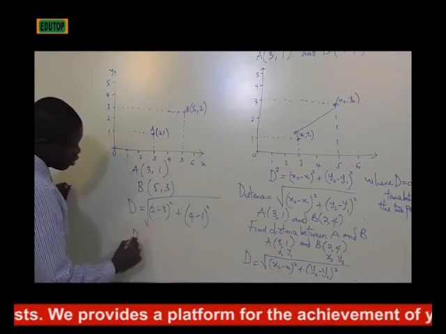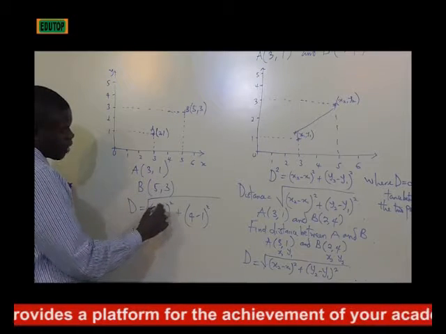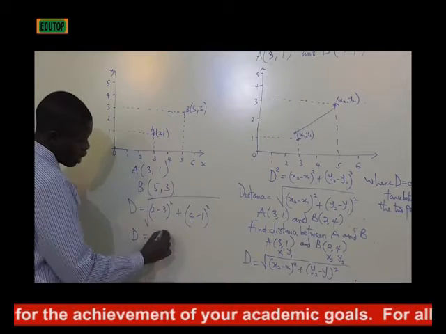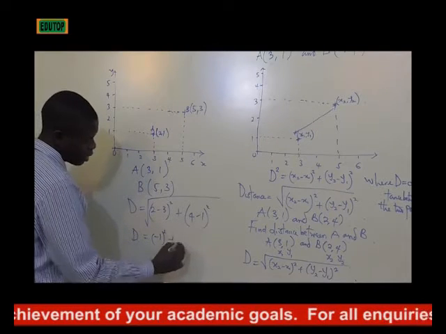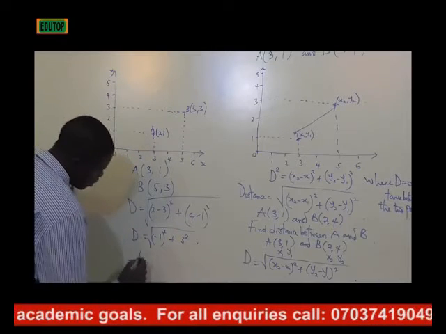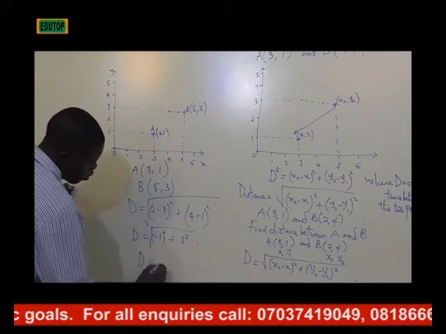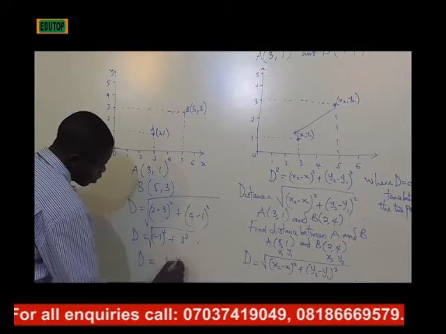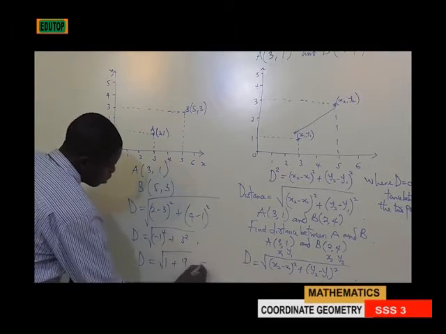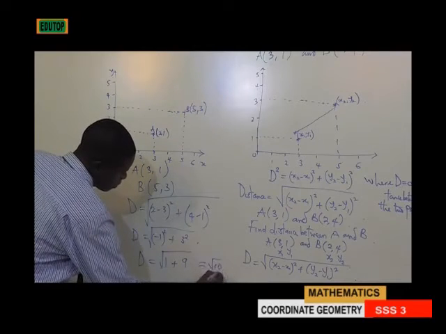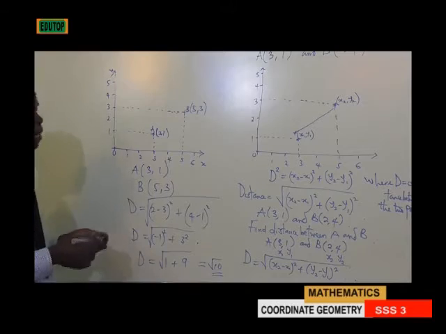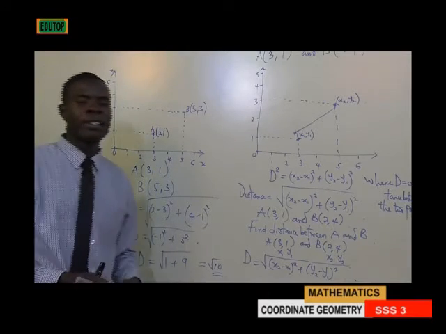So here we have our D to be equal to 2 minus 3, that's minus 1, so you have minus 1 square plus 4 minus 1, 3 square. So square root of this, then we'll have D equal to minus 1 square will give us 1, plus 3 square will give us 9. So we have square root of this, which will now give us square root of 10. So the distance between these 2 points, A and B, will be root 10.